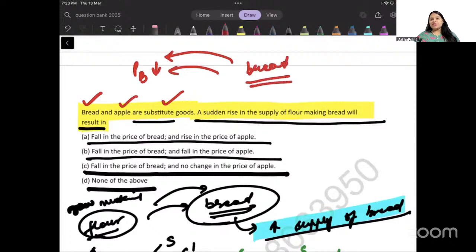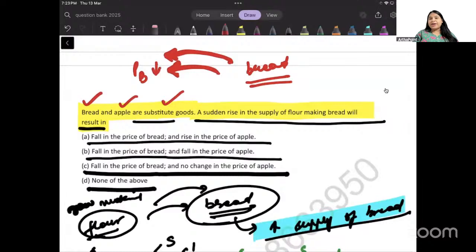सब bread की तरफ shift हो जाएंगे, right? So there will be a fall in price of bread and everyone will shift towards bread. Everyone will want to demand bread now. Is this clear? So it means that we can go ahead and we can say that the price of bread will fall. But we cannot say anything about apple.